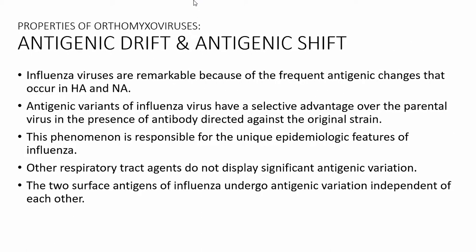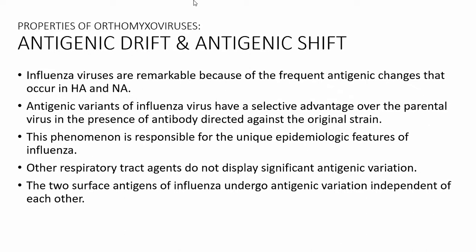Now, for the antigenic drift and antigenic shift, influenza viruses are remarkable because of the antigenic changes which occur on the surface glycoproteins. And the antigenic variants of these viruses have a selective advantage over the parental virus in the presence of antibody directed against the original strain. And this phenomenon is responsible for the unique epidemiologic features of influenza. Other respiratory tract agents do not display this significant antigenic variation. The two surface antigens of influenza undergo antigenic variation, which is independent of each other.